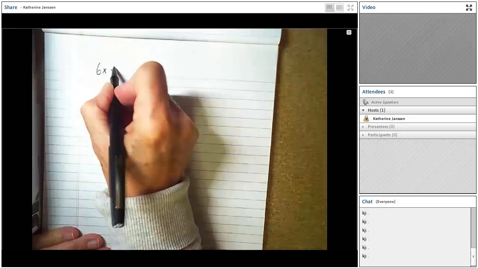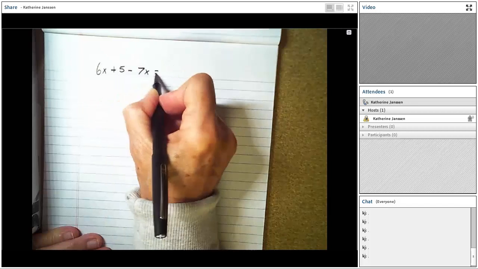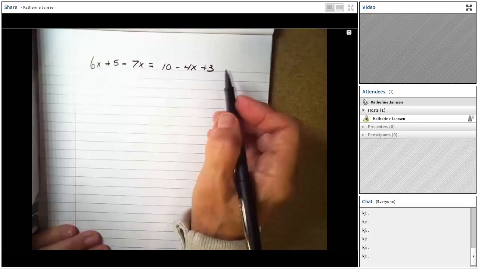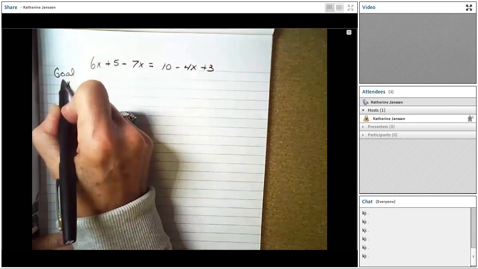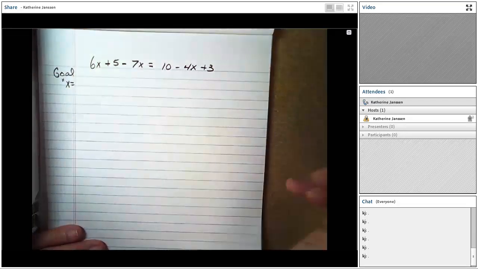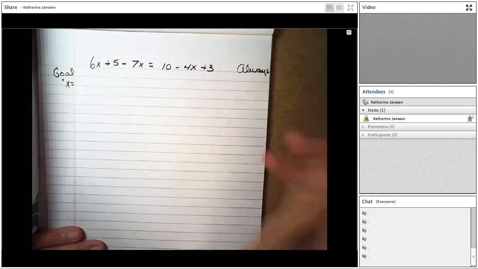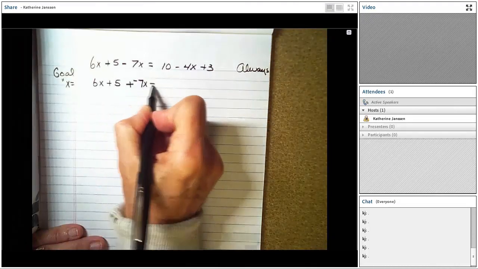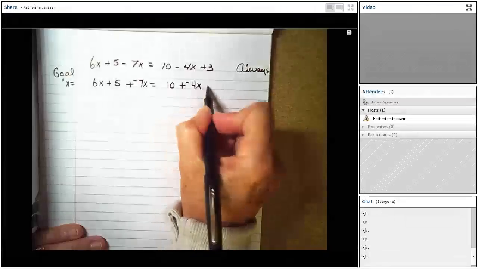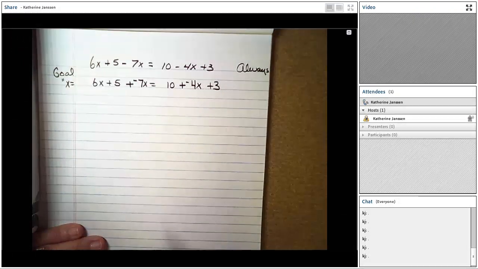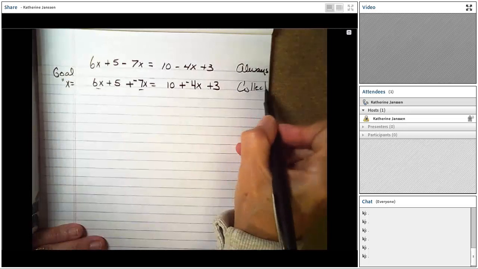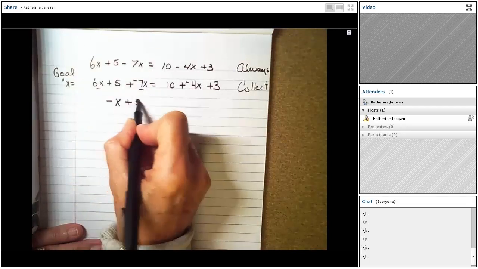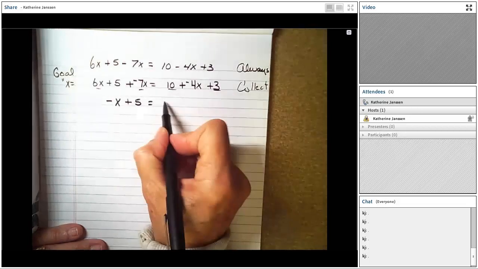6x plus 5 minus 7x equals 10 minus 4x plus 3. We're supposed to solve for x, so our goal is x equals. Well, I always change subtraction to addition, so I know the sign of my terms. So now I know the sign of my terms, and it looks like I can collect some like terms. So let's do that. I'll have 6x plus negative 7x, which would be the opposite of x, plus 5. And I have a 10 and a 3 for negative 4x plus 13.